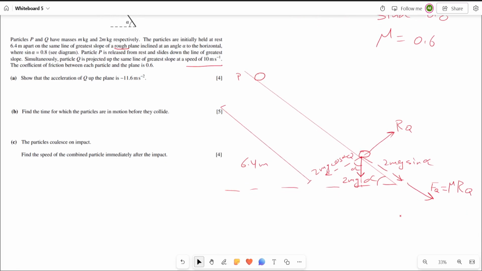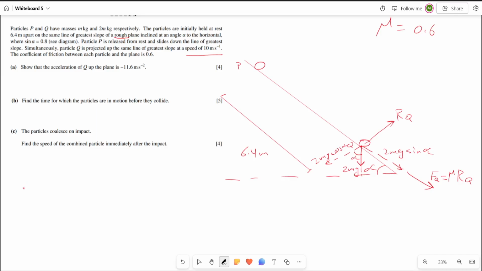Okay, so let's start by solving A. Let's resolve in both directions for Q. Let's start by resolving in this direction and take this direction as the positive. Here I don't have any resultant force in the direction perpendicular to the slope, so it's basically in equilibrium in this direction. I don't have any resultant in this direction, so I can equate the opposite forces together.